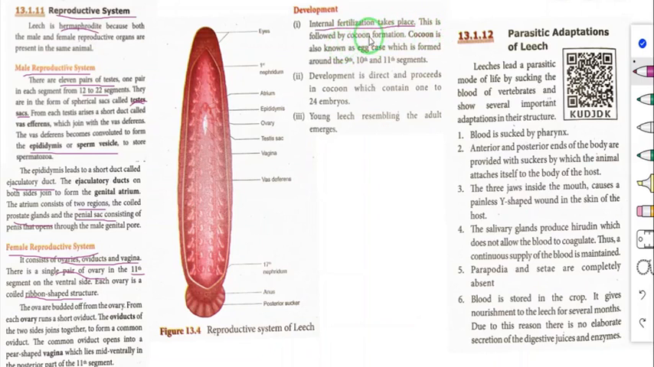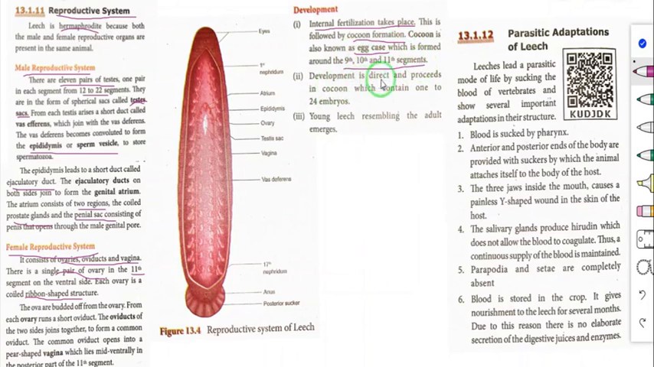This is followed by cocoon formation. Cocoon is also known as egg case. After the fertilization there is a cocoon formation. The cocoon is known as what? Egg case. We can say it as nest also. Inside the egg case or cocoon, embryos are present. Then the egg case is formed around the 9th, 10th and 11th segments. So in which region does the cocoon formation take place? 9th, 10th and 11th segments.